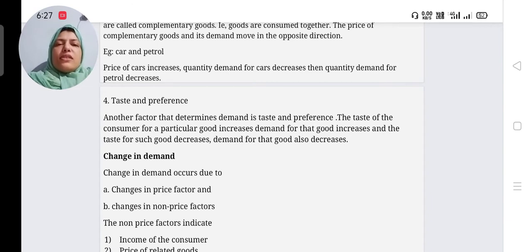We are interested in our taste and preference. The taste of the consumer for a particular commodity, for example, if the taste of biryani is very high, then demand for that good increases. And if we do not use biryani, then our demand will decrease. So taste and preference also move in the same direction.